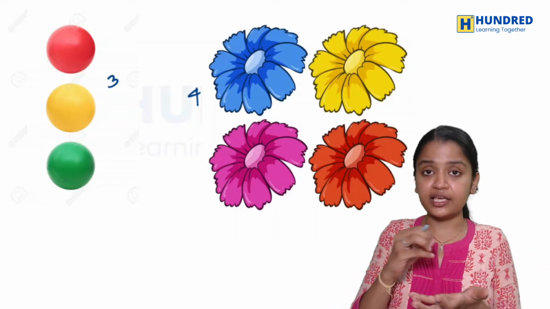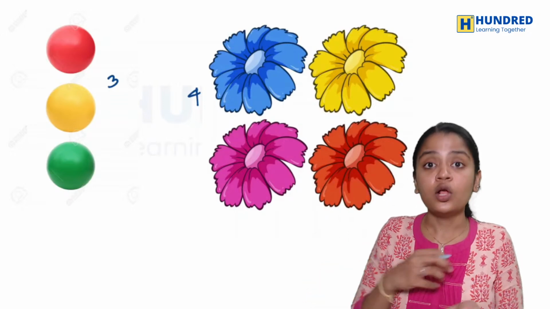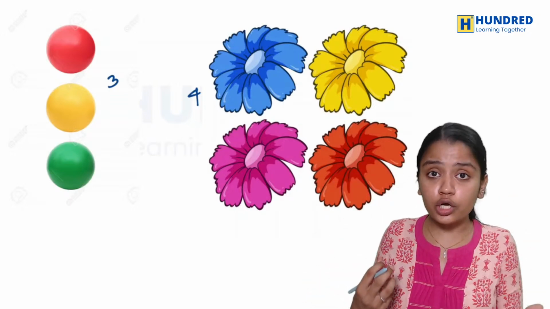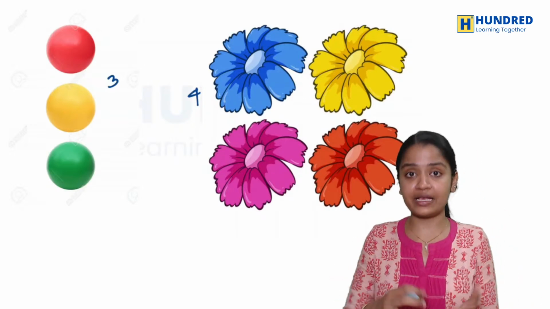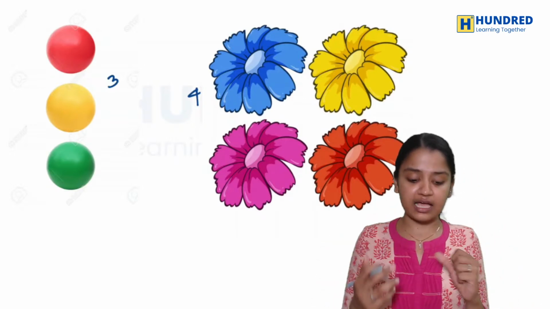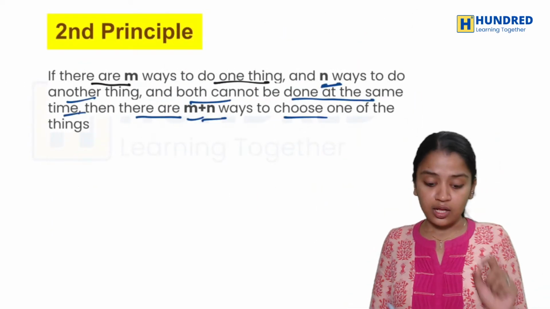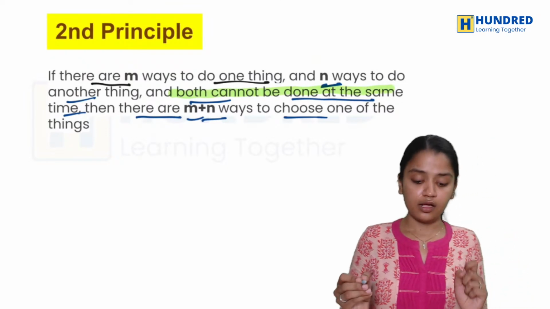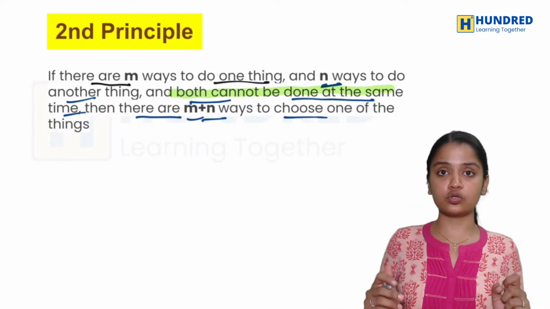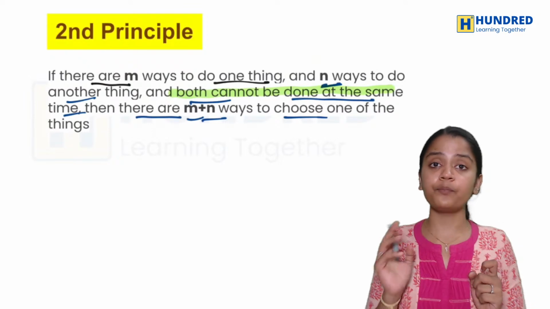So basically, you'll be choosing one at a time. When you're choosing one at a time, out of the 7 only, you will be choosing. That is what total number of ways in which you can get is 7. So here, this point is very important. Both cannot be done at the same time.